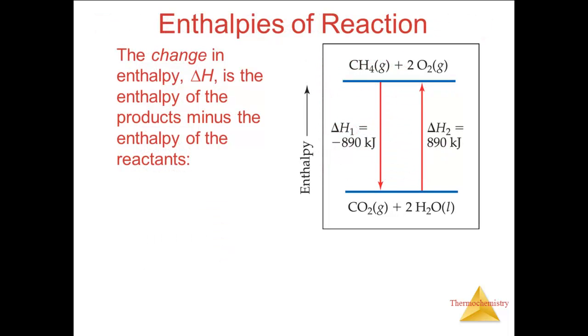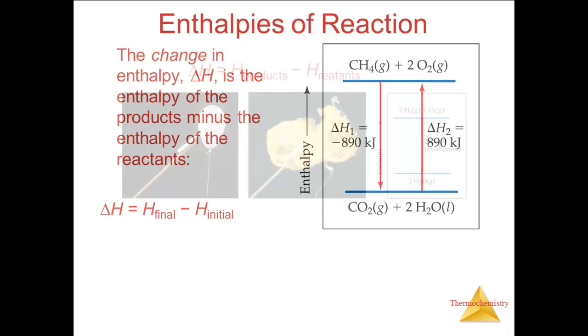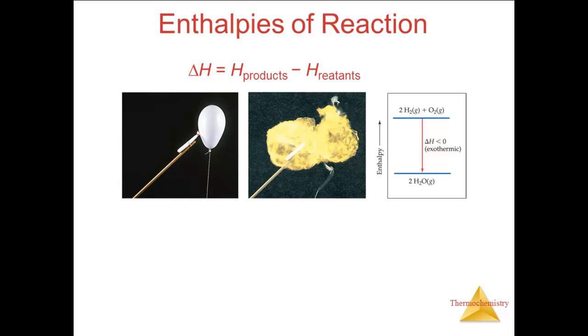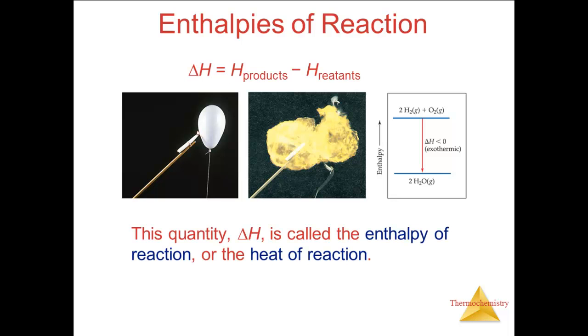For any process, since the enthalpy is a state function, delta H is the enthalpy of the final state minus the enthalpy of the initial state. Delta H equals H final minus H initial. If we have a chemical reaction, it is usually written delta H equals H products minus H reactants, and is called either enthalpy of reaction or heat of reaction.